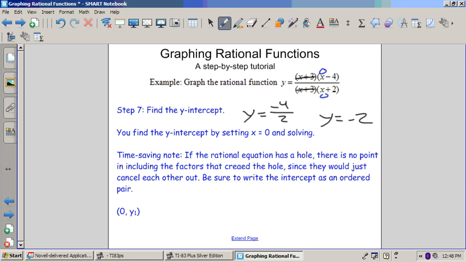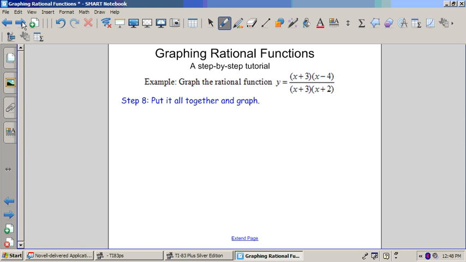Y is equal to negative 2. So when x is 0, y is negative 2. I have a y-intercept at 0, negative 2. That's how we find our y-intercepts. All right, let's put all this stuff together.